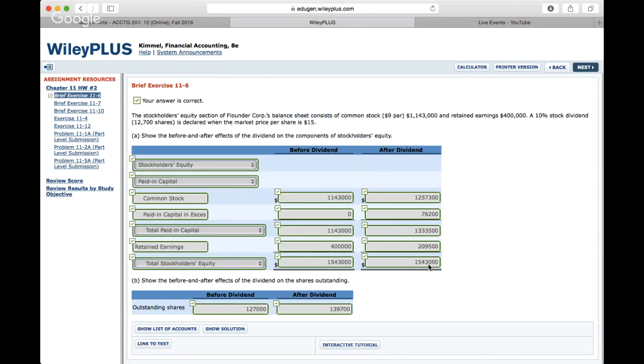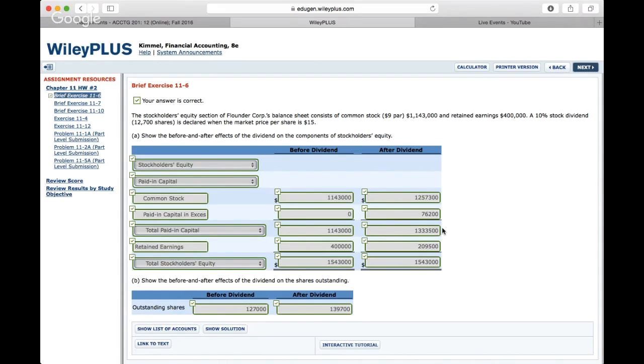So then I just subtracted the 209,500 retained earnings after dividend. I subtract that from the total stockholders equity, and that gave me 1,333,500 for the total paid in capital after dividends.